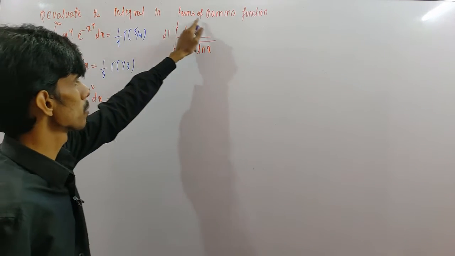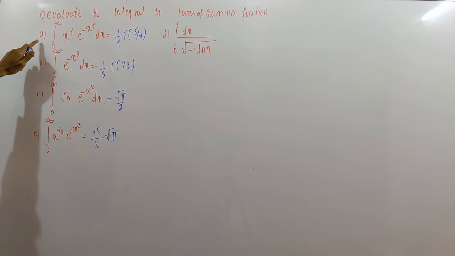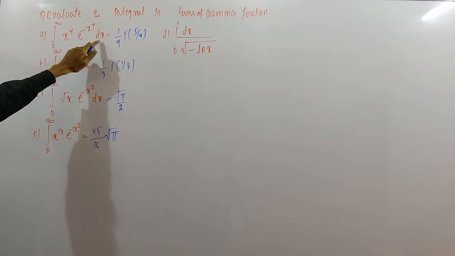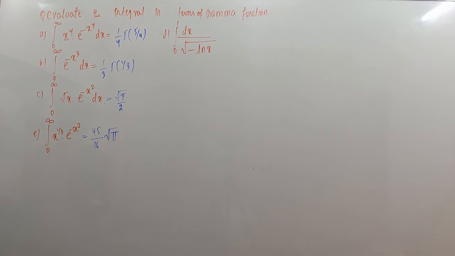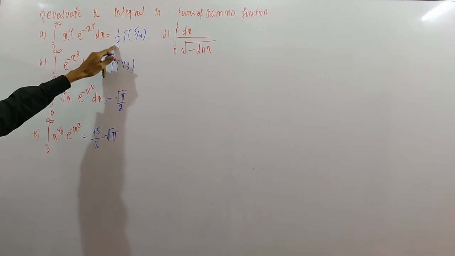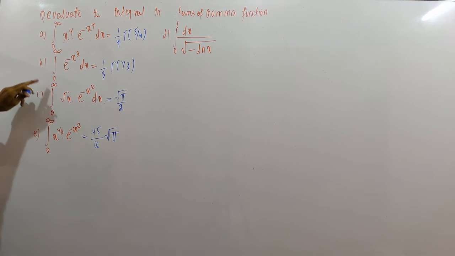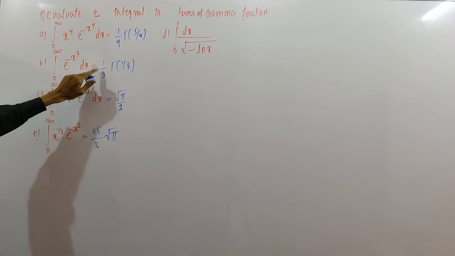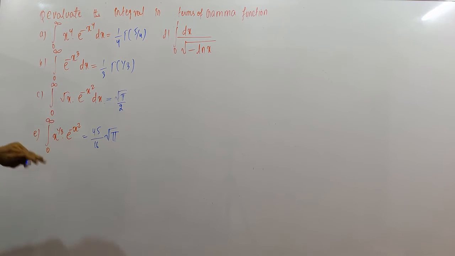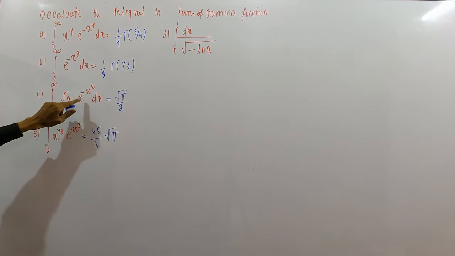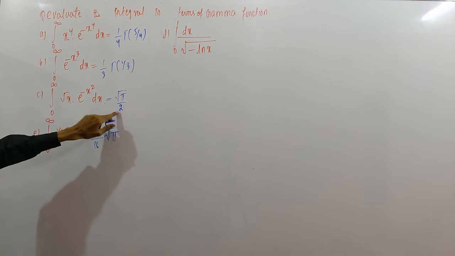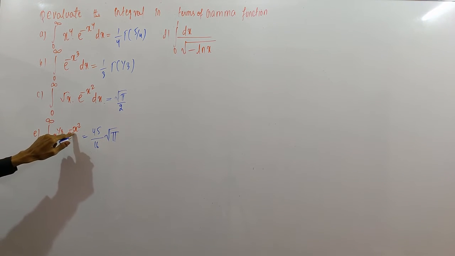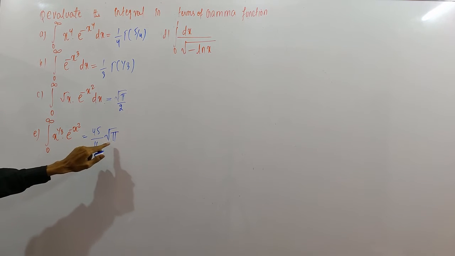Evaluate the integral in terms of the gamma function. First, part a: integral from 0 to infinity of x to the power of 4 e to the power of minus x to the power of 4 dx. The answer is 1 by 4 gamma of 5 by 4. Now part b: integral from 0 to infinity of e to the power of minus x cube dx. The value is 1 by 3 gamma of 1 by 3. Part c: integral from 0 to infinity of root x e to the power of minus x square dx. The value is root pi by 2. Part d: integral from 0 to infinity of x to the power of 1 by 3 e to the power of minus x square, the value is 45 by 16 root pi.